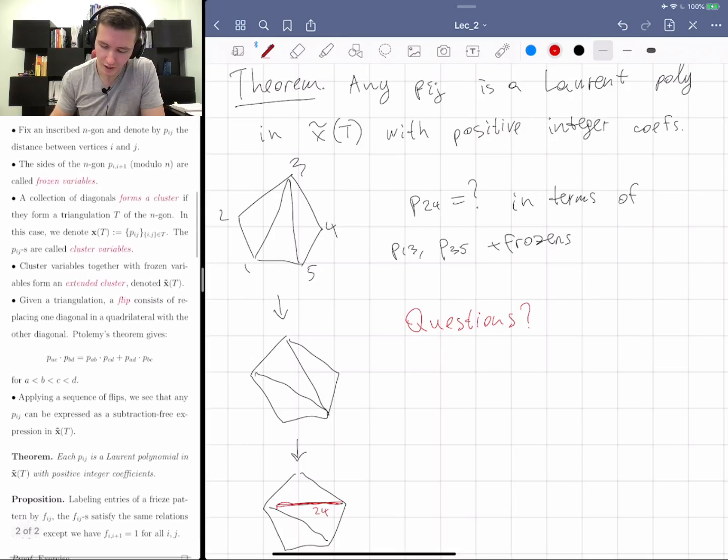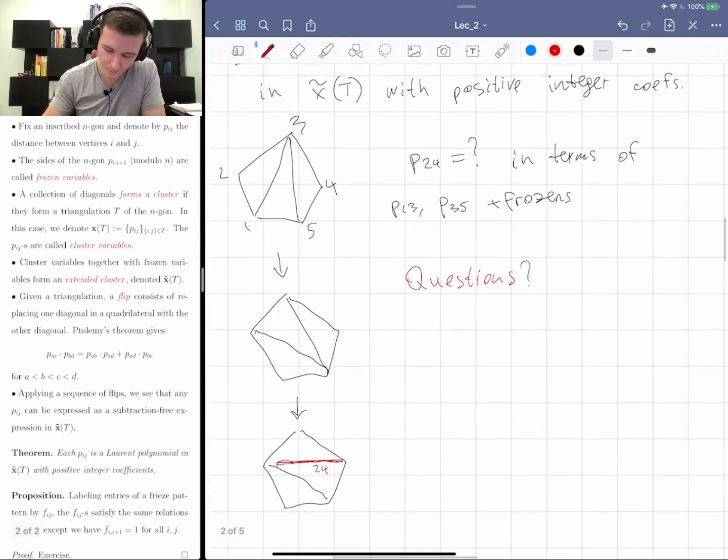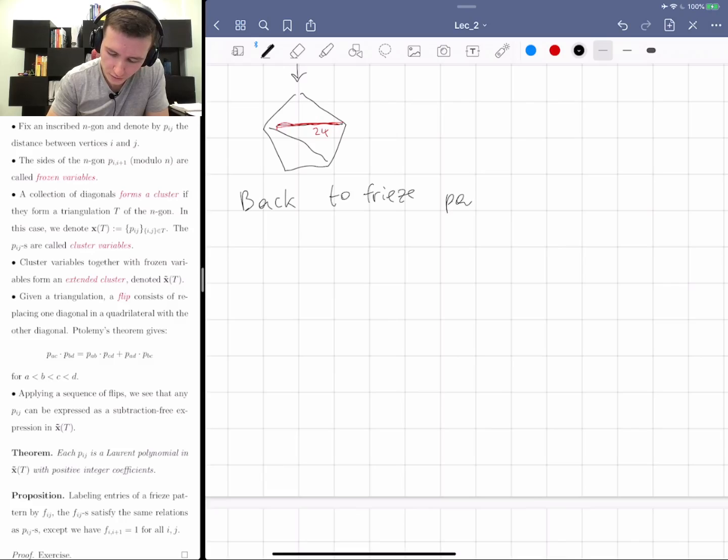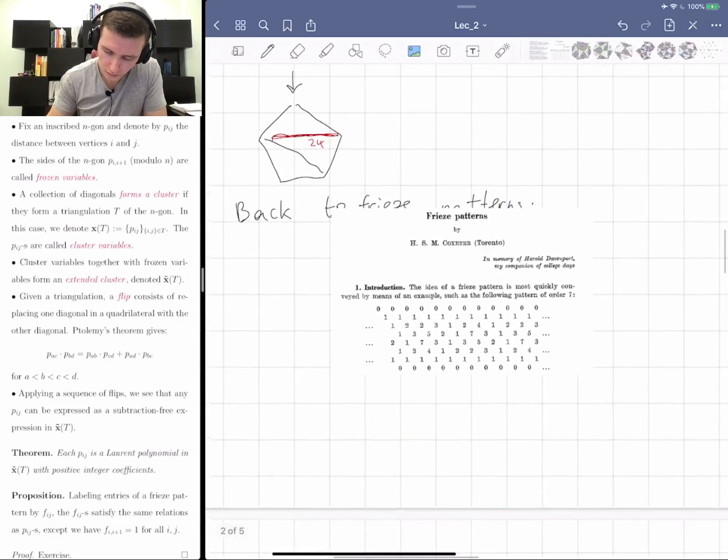Okay, now let me come back to the frieze pattern, because there is one more non-trivial thing going on. Back to frieze patterns. So let's say I take a frieze pattern.